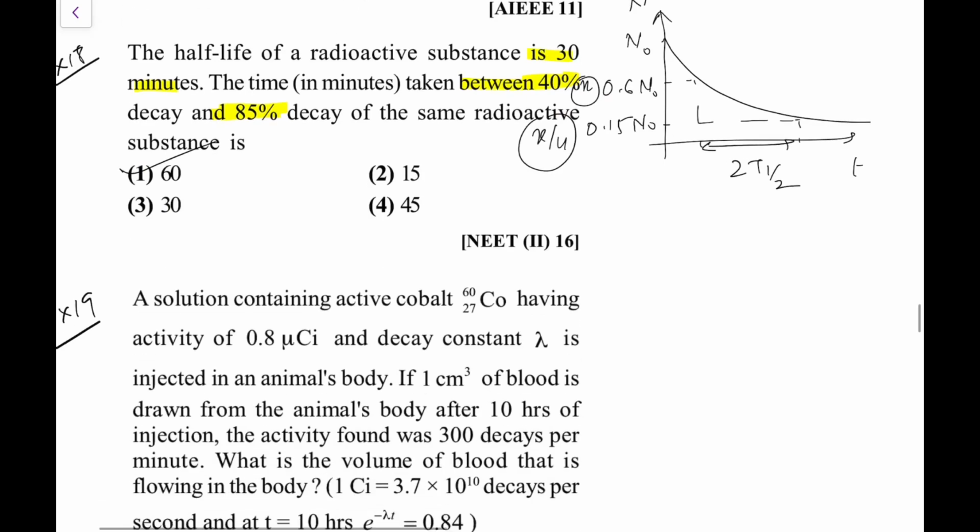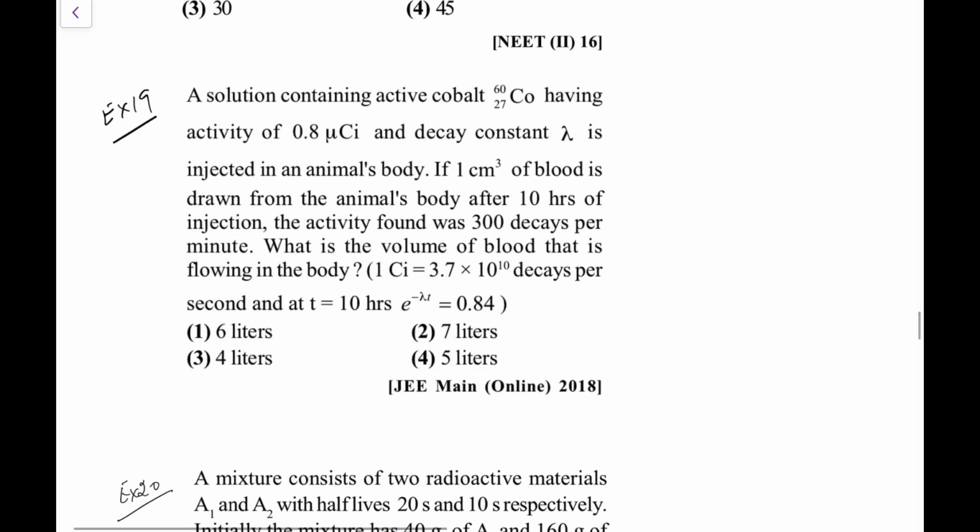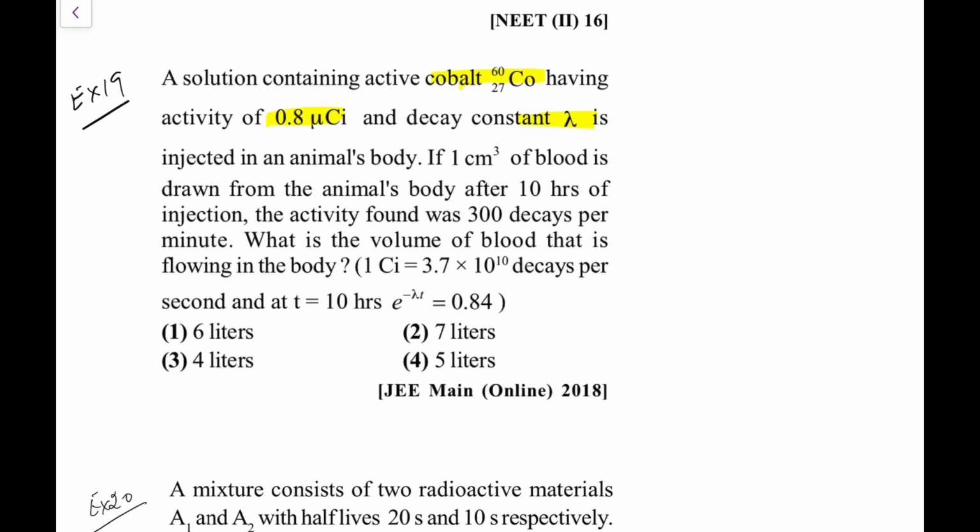Go for it. Now the next one: a solution containing cobalt-60 having activity of 0.8 microcurie, decay constant lambda, is injected in an animal's body. If a centimeter cube of blood is drawn from the body after 10 hours of injection, the activity found was 300 decays per minute. What is the volume of blood that is flowing in the body? So first of all, it is an activity of 0.8 microcurie. Now 1 centimeter cube of blood is drawn and it is having 300 decays per minute. So we are given this whole data.